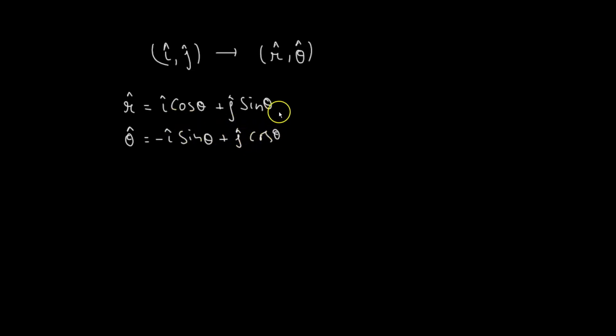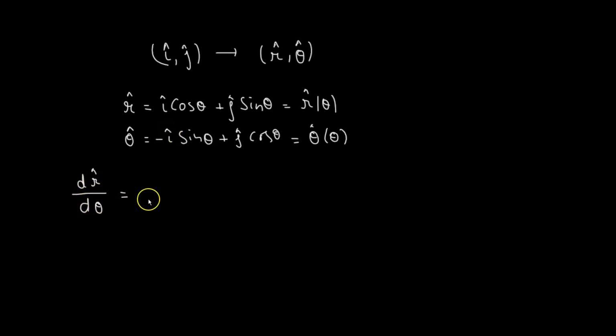So clearly we see here that r cap, the unit vector along the radial direction, is purely a function of theta, and so is the theta cap unit vector. This is also a function of theta alone. Now that means what we will do, well, let's take the derivative of r cap with respect to theta.